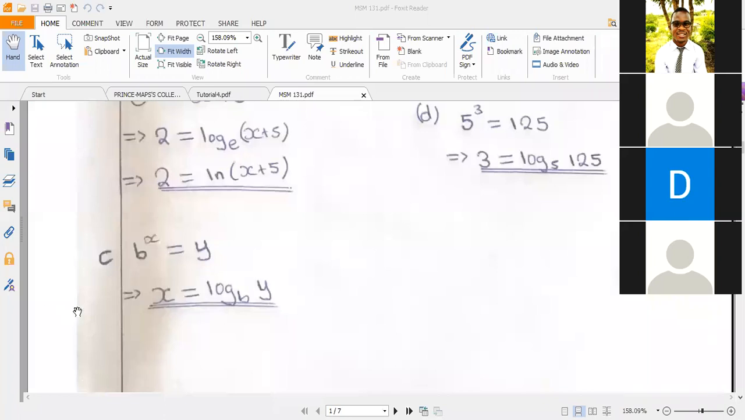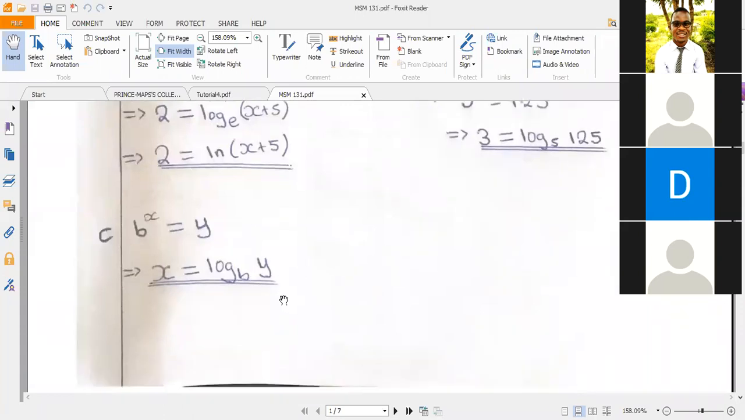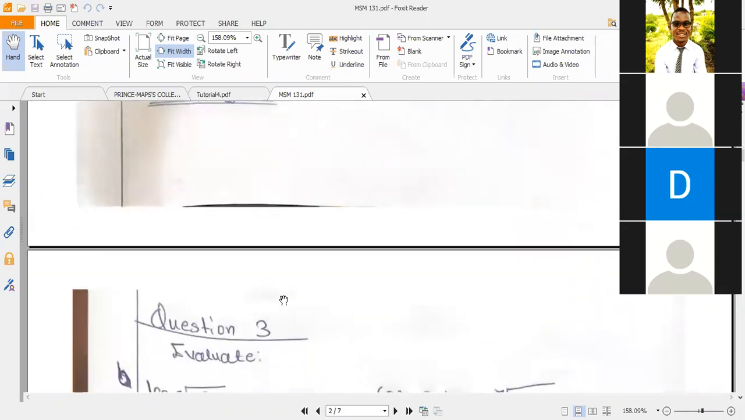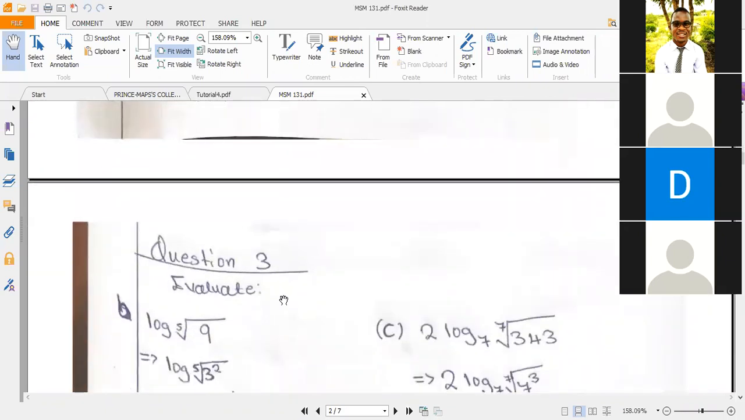We are with C, b to the power x is equal to y. So we just switch them. It will be x is equal to log b y. And that's it, we are done with question 2. Let's move on to question 3, unless someone has a question for me.